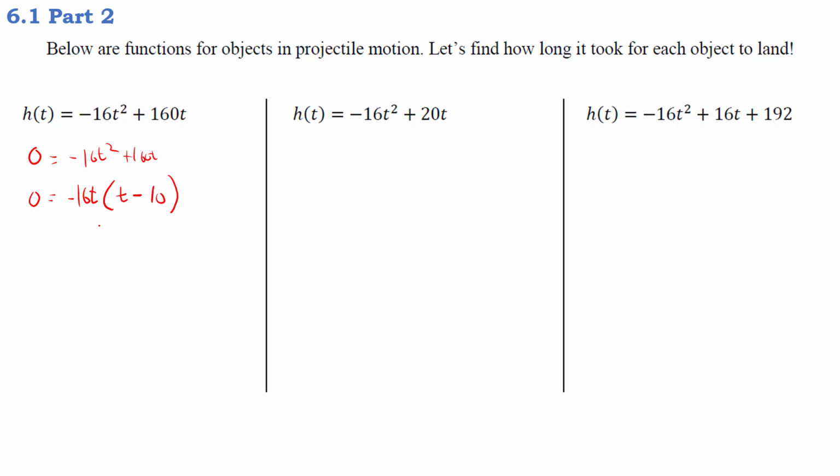Now we can simply do this by taking each one of these equal to 0. So negative 16t equals 0, and t minus 10 equals 0. Solving for t, we get t equals 0 or t equals 10. Well, when time is 0, we know the height is at the top, right? So it took 10 seconds to get all the way to the bottom. So 10 seconds is our answer.